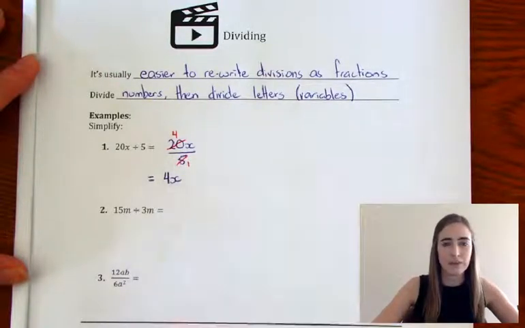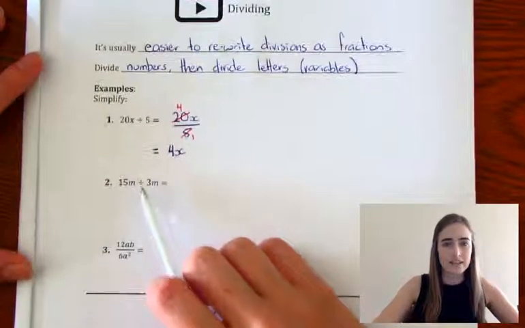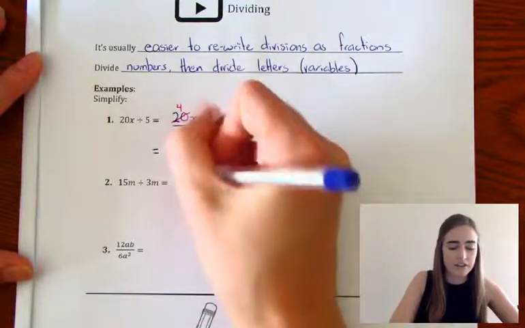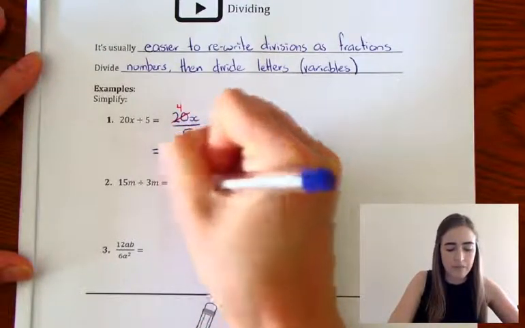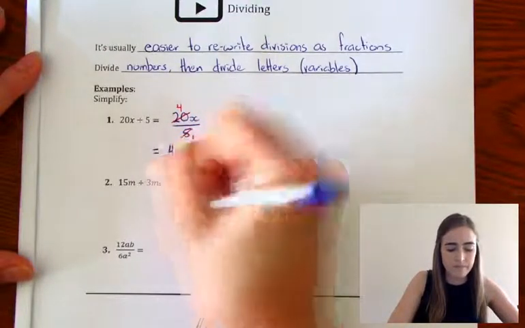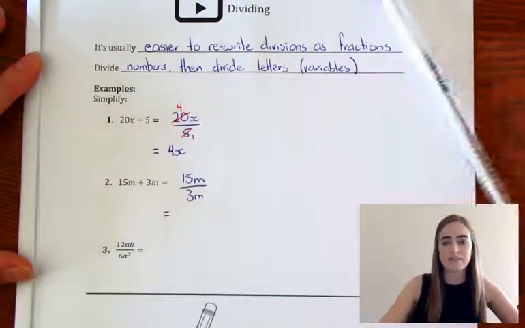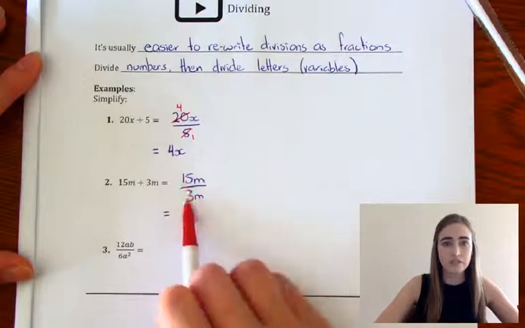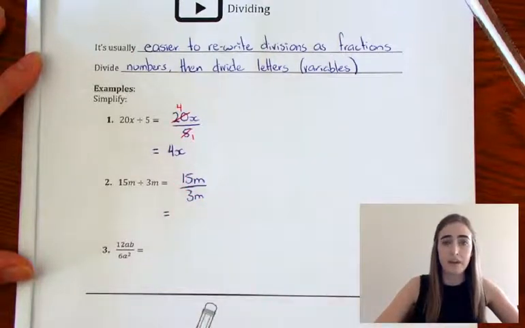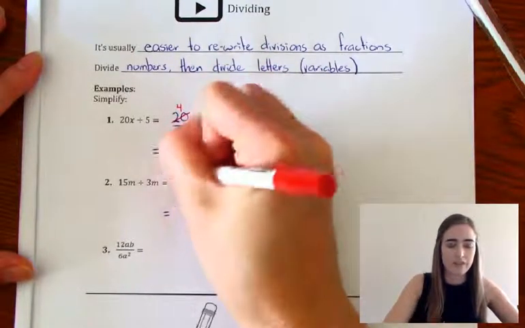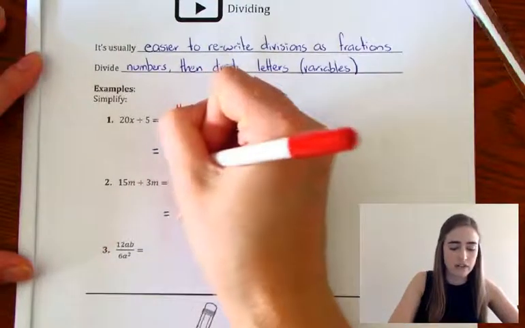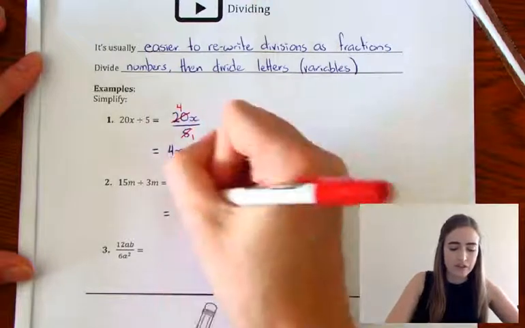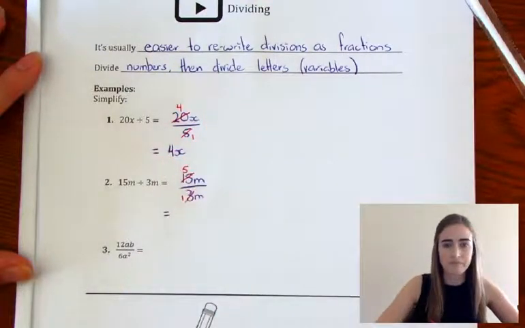So we'd have 4x. Right, our second example is 15m divided by 3m. So we'll write it as a fraction. So 15m over 3m. And now we're going to simplify it. So 15 and 3, just looking at the numbers first, we can divide them both by 3. So 15 divided by 3 would be 5, so we'll cross it out and replace it with a 5. And 3 divided by 3 would give us 1.